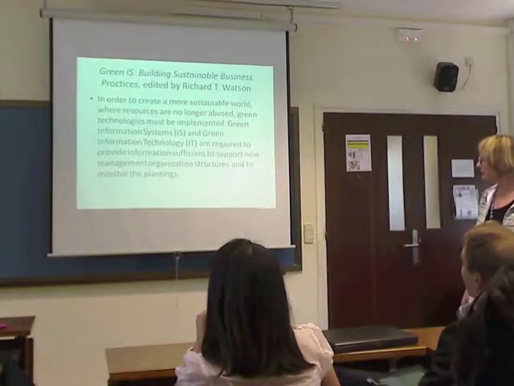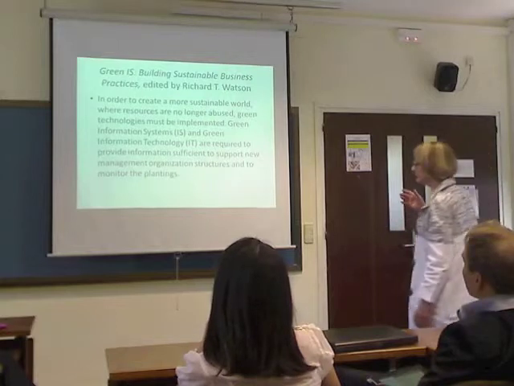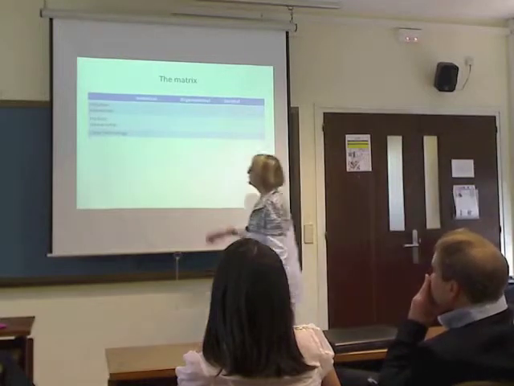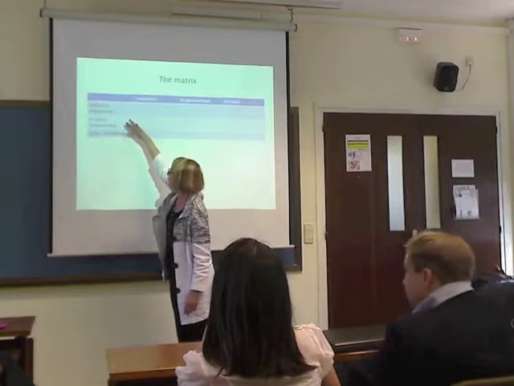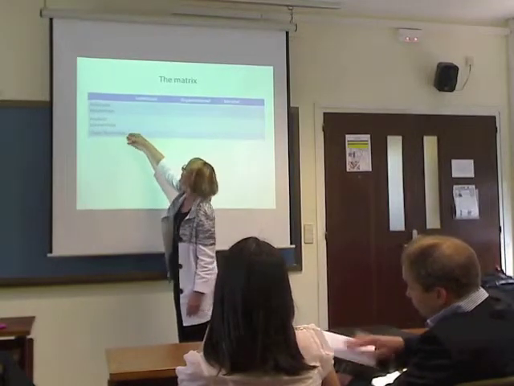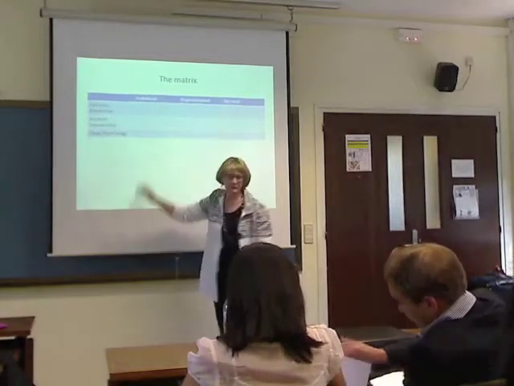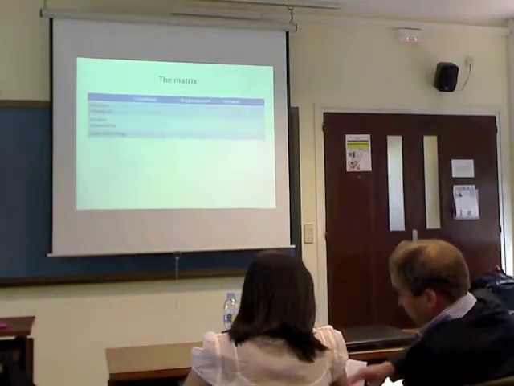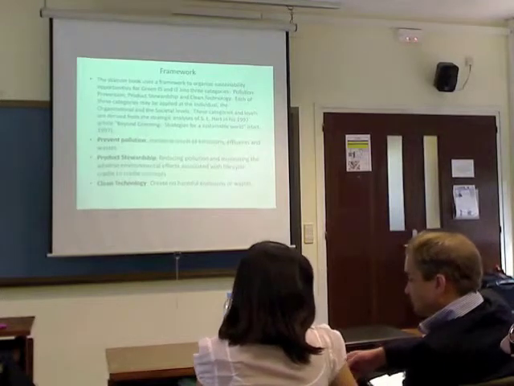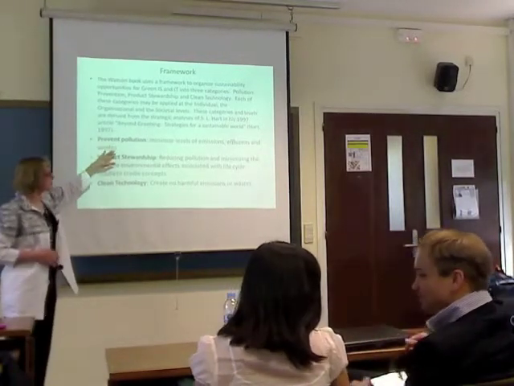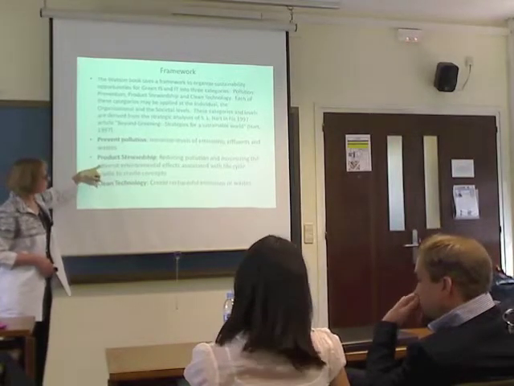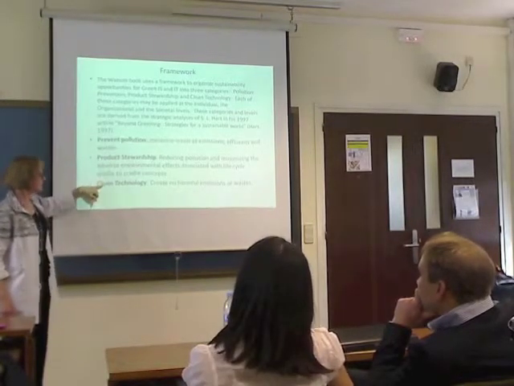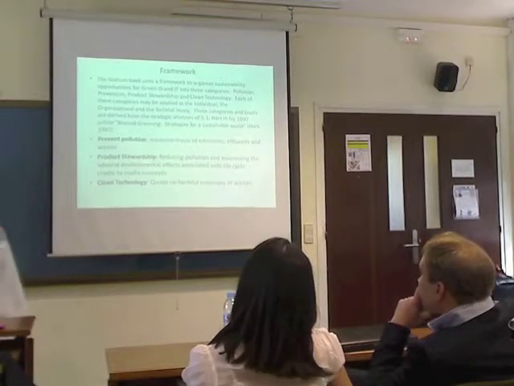Okay, so I'm using Richard Watson's frameworks on sustainability. Let me just go to the next slide. It's just this one. So a matrix of preventing pollution, stewardship, and clean technology are the issues of sustainability that he talks about. And he talks about them at these three levels: individual, organization, societal. And I don't know how to go back there, so let me just go back. So to prevent pollution, he means emissions, effluents, and waste. Product stewardship, reduce pollution and minimize adverse environmental effects. The cradle-to-cradle concept, and clean technology, no harmful emissions or waste. So those are the issues.